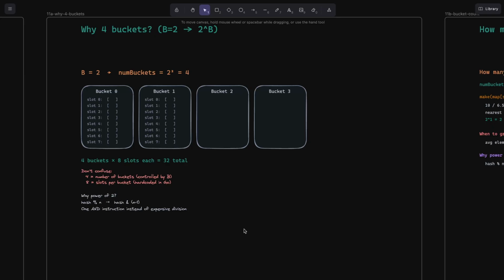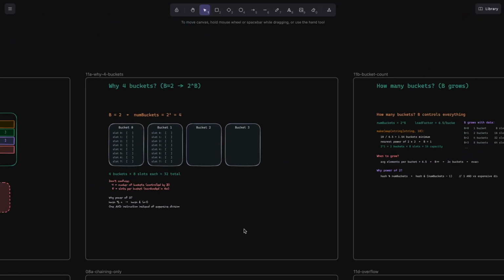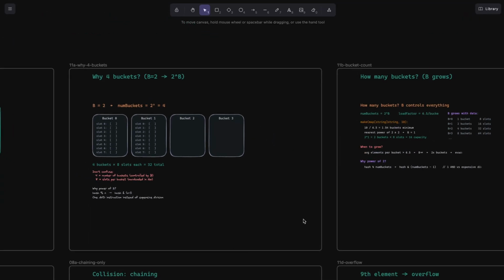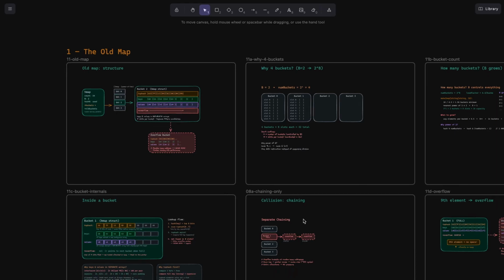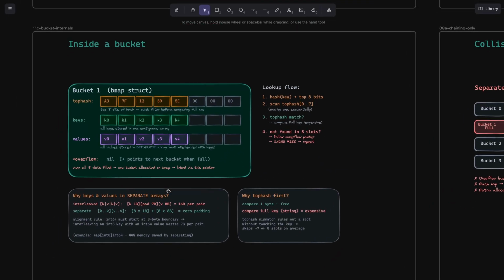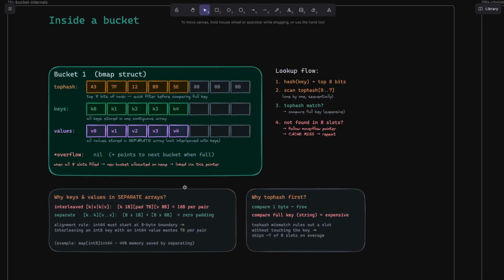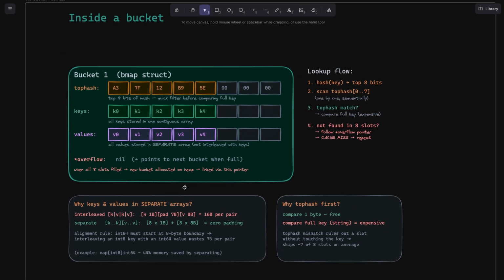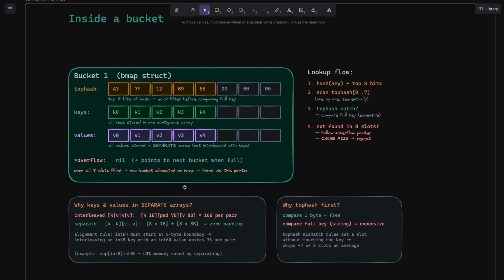What's inside the bucket? Open up a single bucket and you'll find 3 separate arrays sitting side by side plus 1 pointer. First, top hash, 8 bytes, 1 per slot. Second, keys, the 8 keys. Third, values, the 8 values. And finally, an overflow pointer. The important detail, these are parallel arrays. Entry number 3 is top hash 3 plus keys 3 plus values 3. Same index across all 3 arrays.